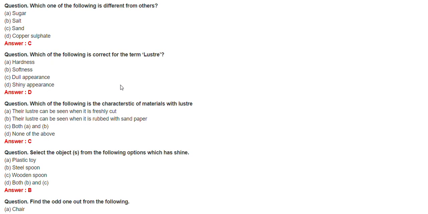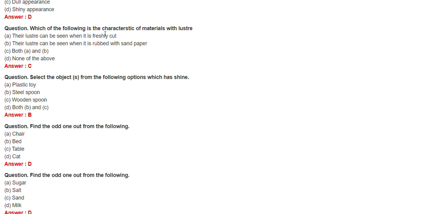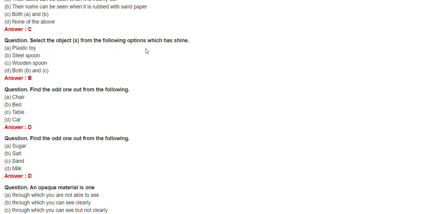Which of the following is correct for the term luster? Option D, shiny appearance. Which of the following is the characteristic of materials with luster? Both A and B. Their luster can be seen when it is freshly cut. The luster can be seen when it is rubbed with sandpaper.